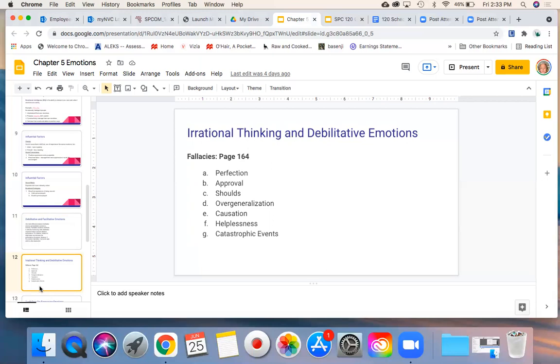Okay. So they start on the bottom of page 164. The first one is the fallacy of perfection. People who accept the fallacy of perfection believe that a worthwhile communicator should be able to handle every situation with complete confidence and skill.